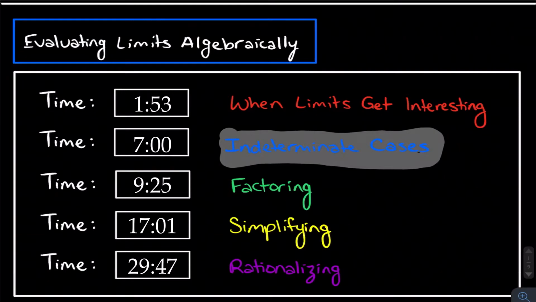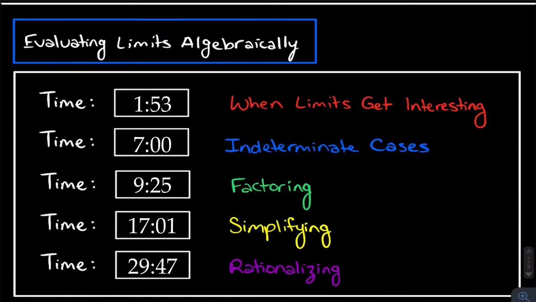When you get a 0 over 0 if you try to plug in the number, or an infinity over infinity or an infinity minus infinity or whatever, right? We're going to talk about these indeterminate cases, and we're going to talk about the three main types of solutions that you're going to be doing. And we're going to do plenty of practice problems there, right?